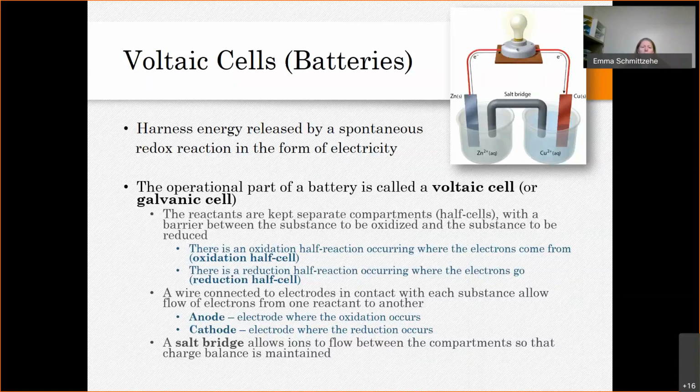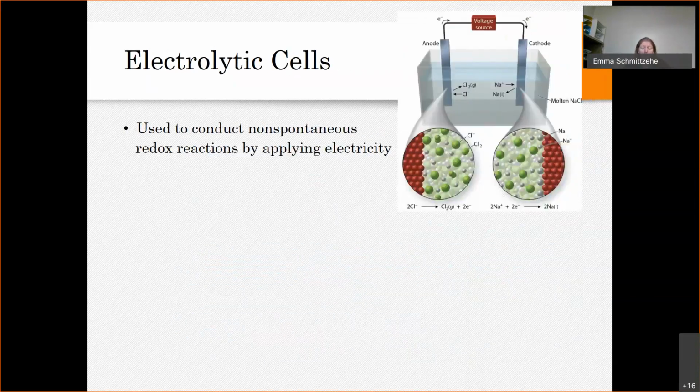Now, the opposite of a voltaic cell or a battery would be an electrolytic cell, okay? So an electrolytic cell is used to actually perform non-spontaneous redox reactions, okay? So remember, some reactants you can put together and they just react, okay? And if you separate those, and set it up right, you can harness that energy of that spontaneous reaction by setting up a voltaic cell. But if we want to force some reaction that on its own wouldn't happen, we could set up a similar type of setup, but it would be called an electrolytic cell.